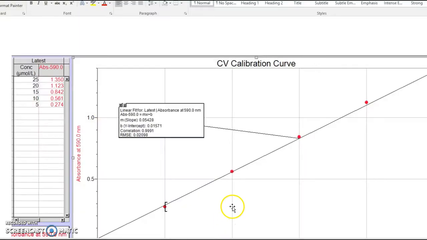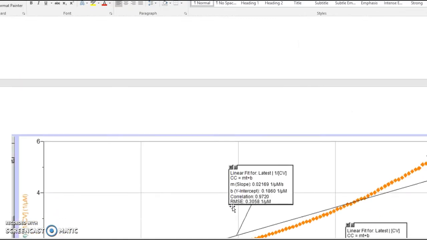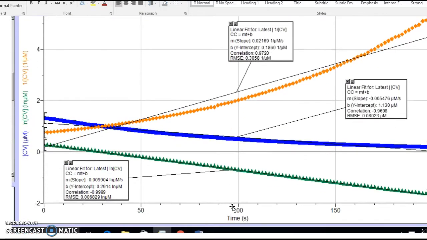And then from there, you can make your 3 graphs. Once you have your concentration, you just take the natural log of each of those concentrations for the first order, and then 1 over the concentration to give you the second order. And again, whichever graph gives you the greatest correlation, closest to 1, would be the rate order for this reaction.